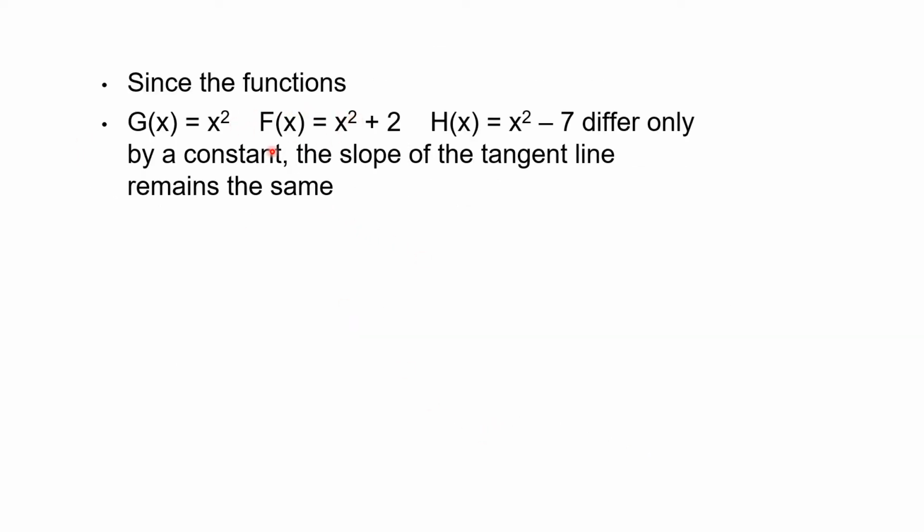Since the functions g(x), f(x), and h(x) differ only by a constant, where the constant of g is 0, the constant of f is 2, and the constant of h is -7, despite the three constants being different, the slope of the tangent line remains the same for these three functions. The slope of the tangent line is represented by dy/dx, where the dy/dx of g(x), f(x), and h(x) is 2x, despite having a different integration constant.